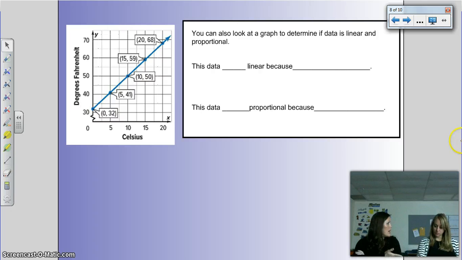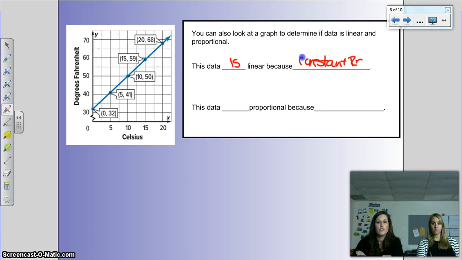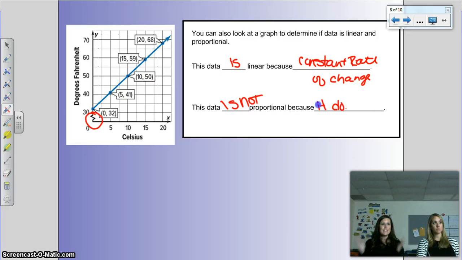Now, if you go to the next slide, this is what it might look like on a graph. We're going to see, does it have a constant rate of change? Is it making a line? Yes. So this data is linear because it has a constant rate of change, or it makes a straight line, either way. Now, is this data proportional? Looking at a graph, if it does not start at 0, it is not proportional. This graph does not begin at 0. It begins at 32, which is basically just a graph of what we just talked about in the previous table. So this is not proportional because it does not start at 0.